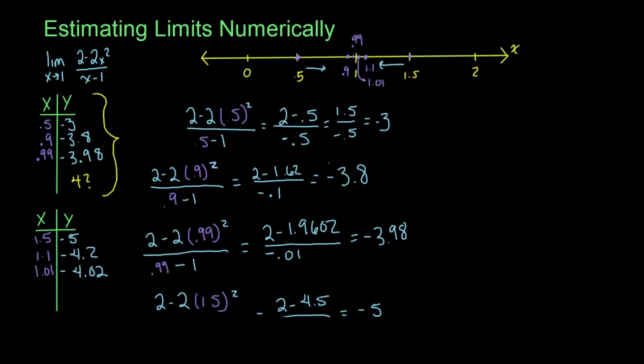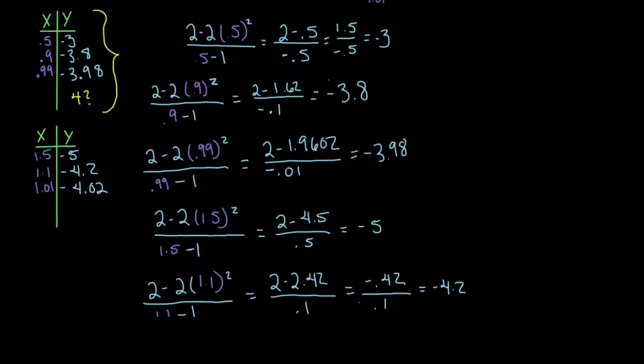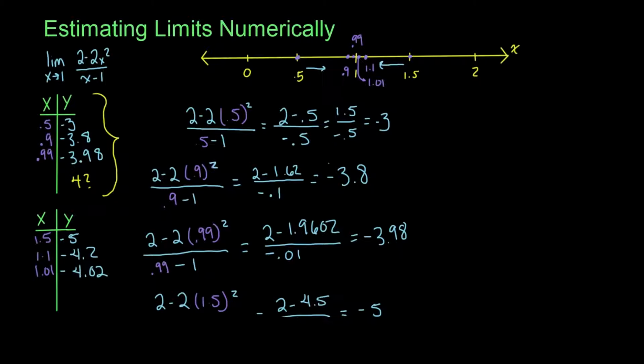Let's go ahead and see what's happening from the other side. On the other side, we see the same thing. As we get closer and closer to 1, let's look back at our number line real quick. Starting at 1.5, our y was negative 5, and at 1.1 our y was negative 4.2, and then when we were really, really close to 1, we got negative 4.02. So from this side, it also looks like we're approaching 4. And notice in neither case did we actually get the number 4. We just got closer and closer to it without actually hitting it.